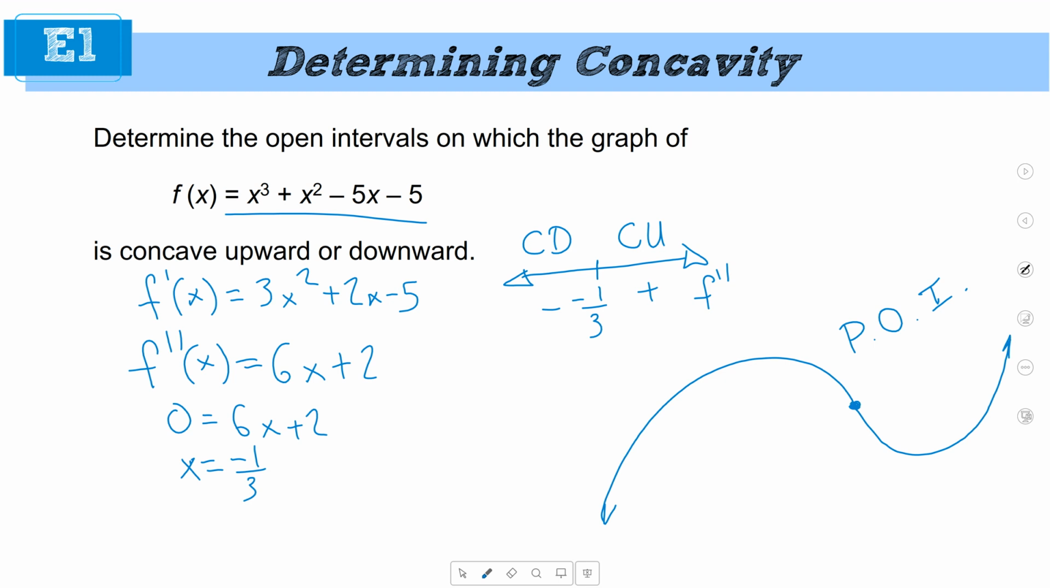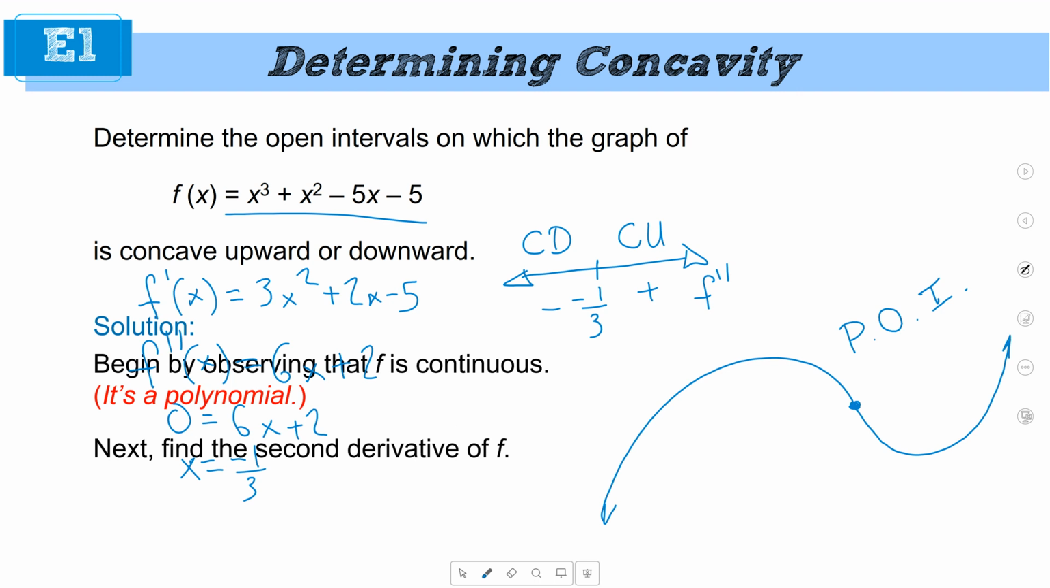Unlike the maxes and mins where you've got to go and test to see if it's a max or a min, a point of inflection is a point of inflection. Anytime the second derivative changes sign, you get a point of inflection. Does that make sense? Any questions? Okay, good. Let's do something a little more challenging.